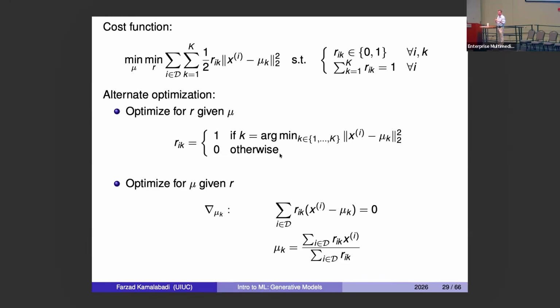But ideally, I would want to have that flexibility, and that's what I'm going to do next, which is a Gaussian mixture model. I'll show you how the two are related. Essentially, k-means is just a special case of the other one.